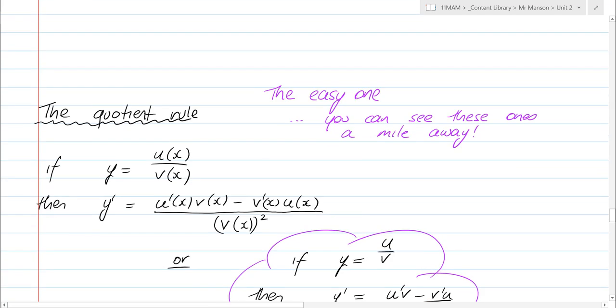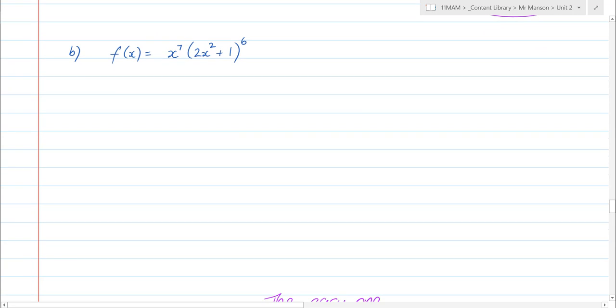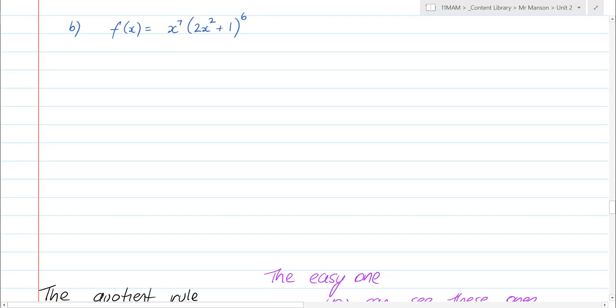What have I got? I got B, and then I'm stopping. Here's question B, because I know I've seen all your eyes diverting to the clock. I see it. I know what's going on. Here's my second one.